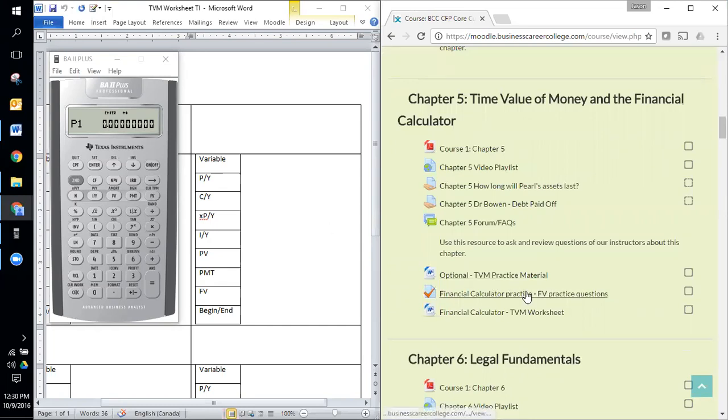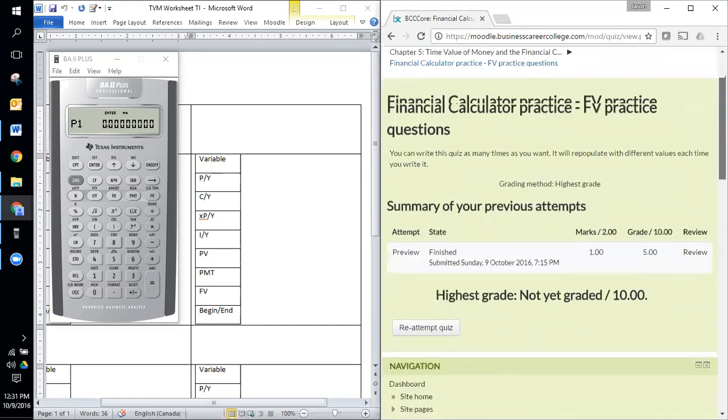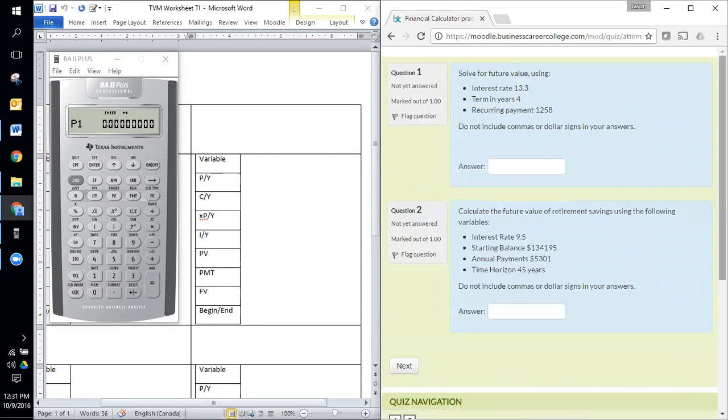So we're going to use this quiz, the financial calculator practice quiz. It's just a little two-question quiz. You can write it as many times as you want. It's not assessed in any way other than it will show you whether you got a question right or wrong. So we're going to write that quiz, and you can see the quiz here. So it's just a little, like I said, two-question quiz, nothing to it.